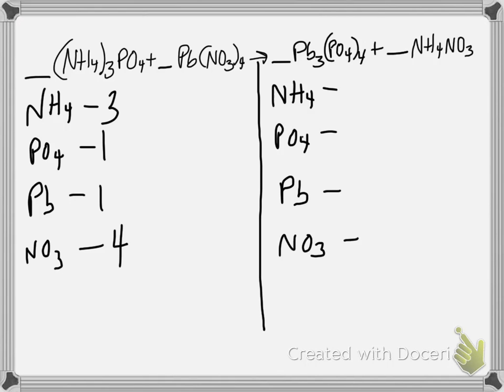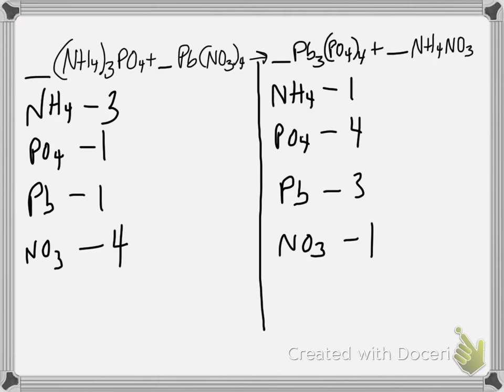On the other side, how many ammonium ions? Vote with fingers. 1. How many phosphate ions? 4. Lead? 3. Nitrate? 1. Well, what a mess.